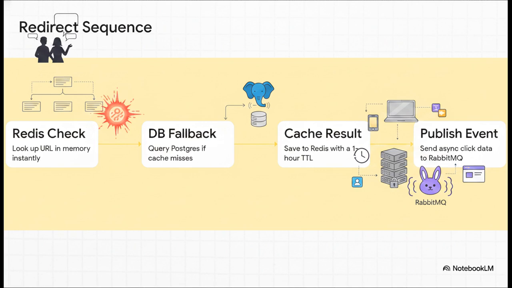publish event. We need to track analytics for this click, right? We want to know where the user came from and what device they're on. But if we try to do a database write right then and there during the redirect, we're going to slow the user down. So how do we get around that?